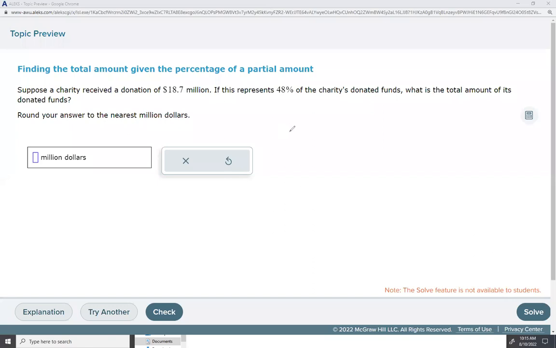So once again, I'm just going to translate from English to math. The English statement would be $18.7 million is 48% of the donated amount. So I just write that down: 18.7 million is 48% of the donated amount. I'll get really fancy and say D for donated. So all I got to do is divide by 0.48. Hope you guys can see this because I'm colorblind, so it looks clear to me, but whatever. And we get, round to the nearest $1 million.